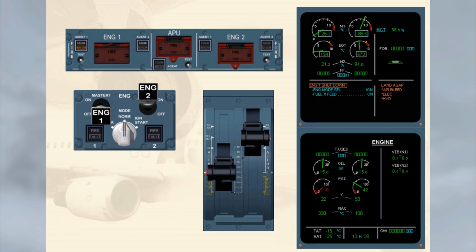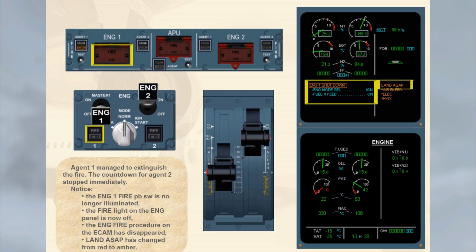Agent 1 managed to extinguish the fire. The countdown for Agent 2 stopped immediately. Notice, the Engine 1 Fire push-button switch is no longer illuminated. The fire light on the engine panel is now off. The engine fire procedure on the ECAM has disappeared. Land ASAP has changed from red to amber.